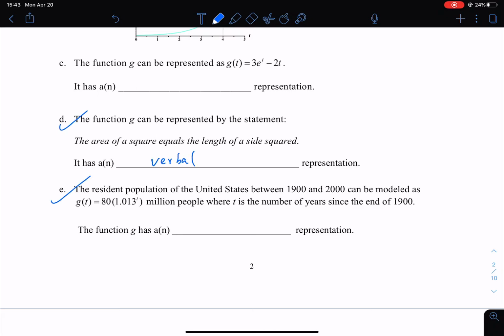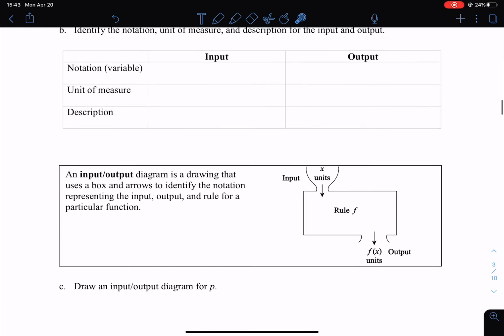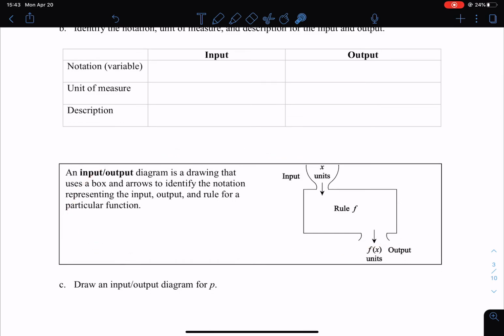And for E, even though E is still a paragraph, the key point is that there is an equation. As long as you see an equation, it's an algebraic representation. So this one is verbal, but this one, because we have the equation, is algebraic. And this one shows you the function is like a black box. Right here is the rule f, and this is the input. For each input, we have a corresponding output, and you have to include the unit.